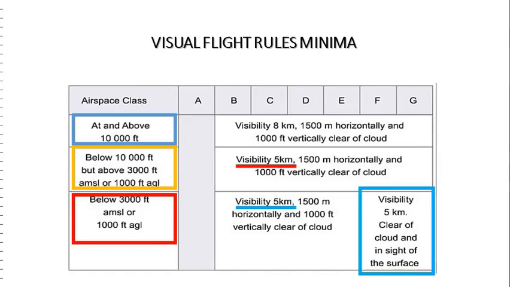But for class F and class G, you are very close to the terrain. So you have to be clear of cloud and in sight of the surface. So this is the change here for class F and G below 3,000 feet.